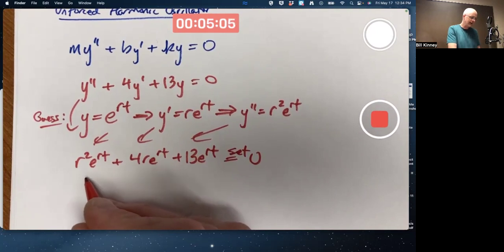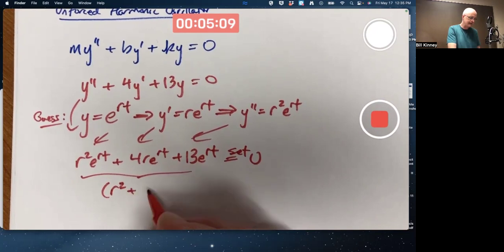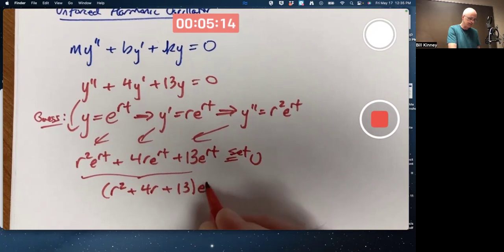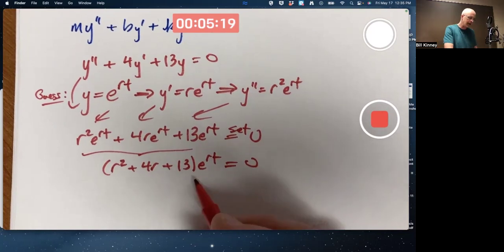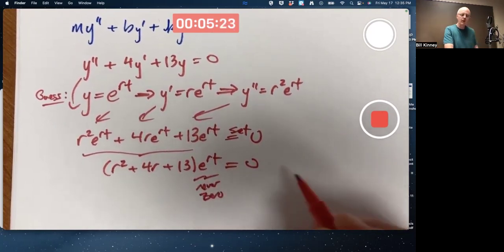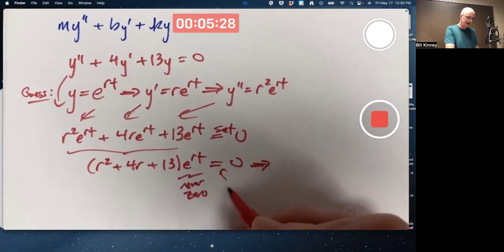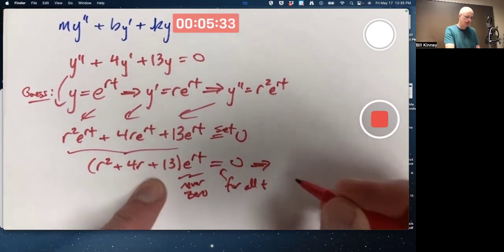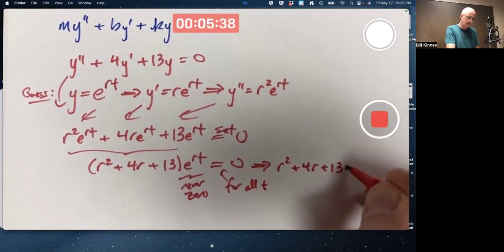I can factor the left-hand side, factor out the e to the rt, and in parentheses, I'd be left with r squared plus 4r plus 13. Since e to the rt is never 0, the only way for this expression to always equal 0 for all t is if the coefficient of e to the rt is 0. r squared plus 4r plus 13 equals 0.